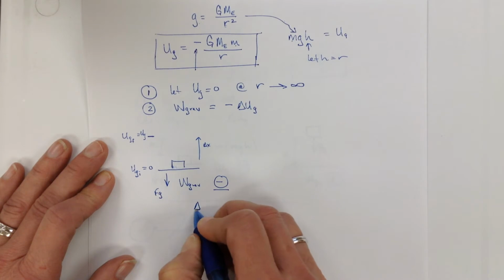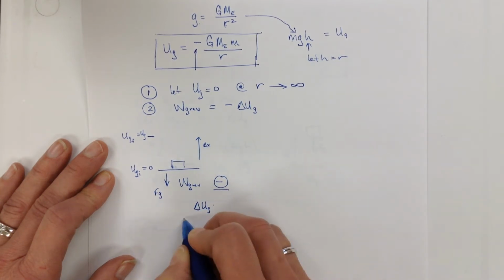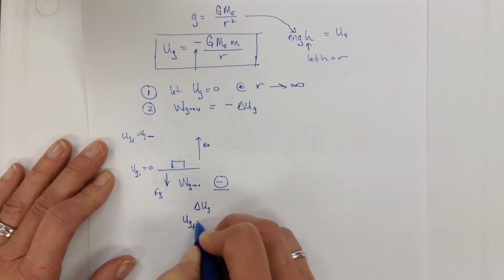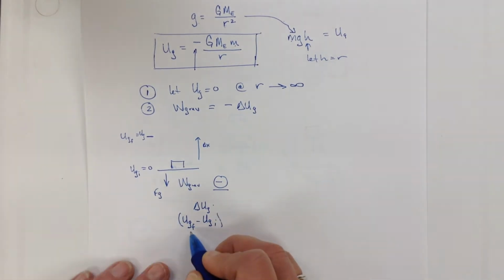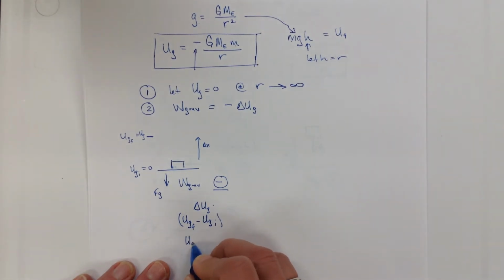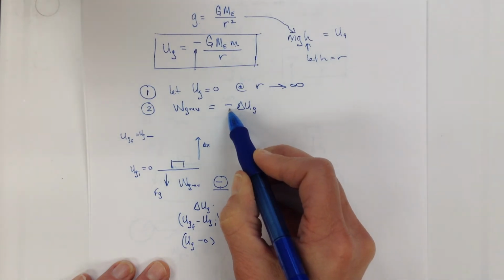Now, if I look at the change in gravitational potential energy, which is always equal to the final minus initial, that's standard physics, it's always final minus initial. My final gravitational energy is U_g, my initial is going to be 0, so I get a positive value here. So hence, if I know the work done by gravity is negative, that's where this negative sign comes in here.